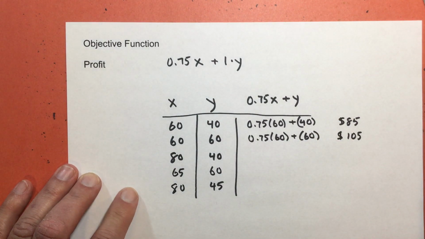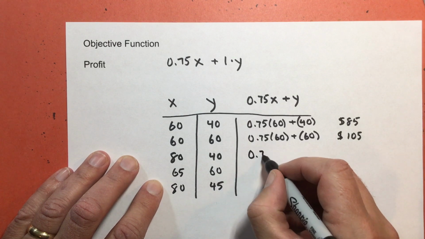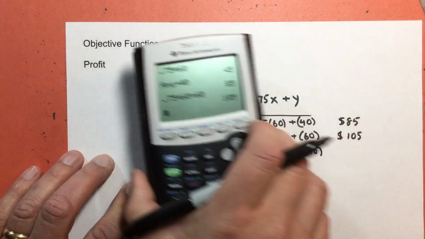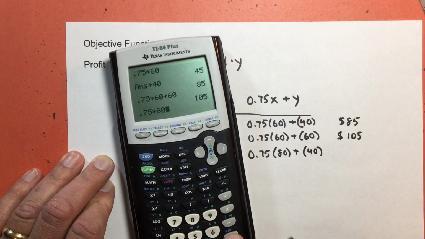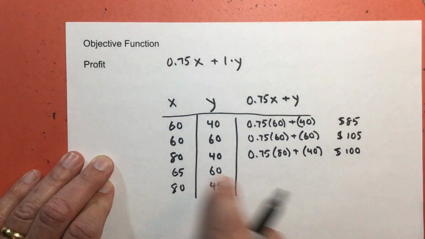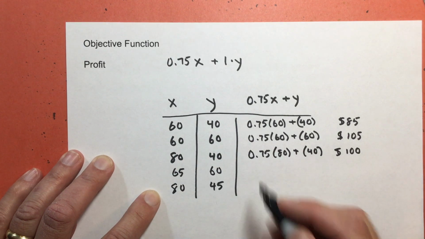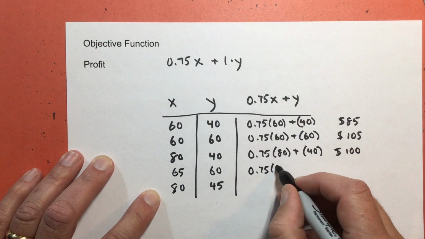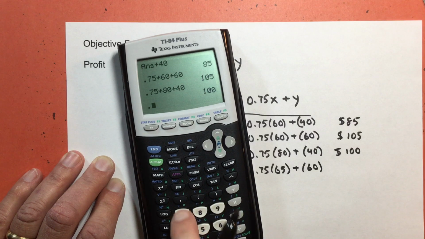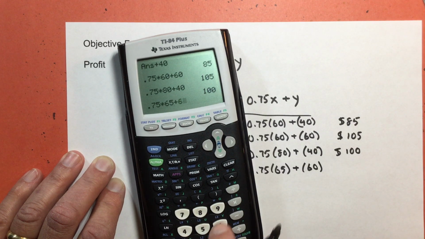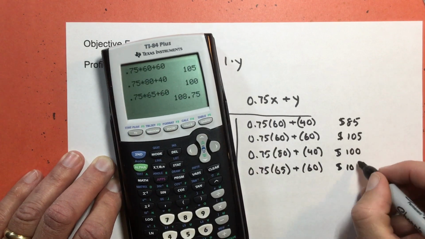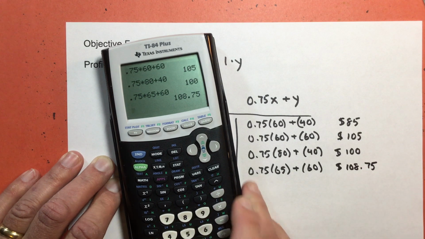We're assuming this is a small company, a small restaurant. 0.75 times 80 plus 1 times 40. That's only $100. So actually you're better off with this instead of this by $5. 0.75 times 65 plus 1 times 60. That is $108.75.